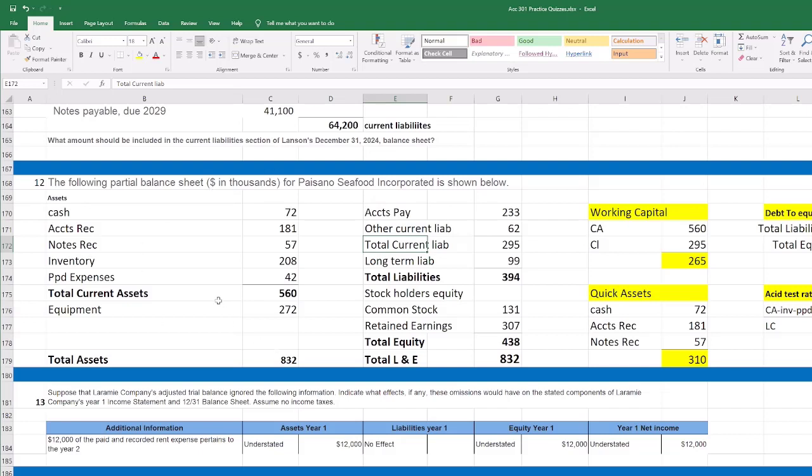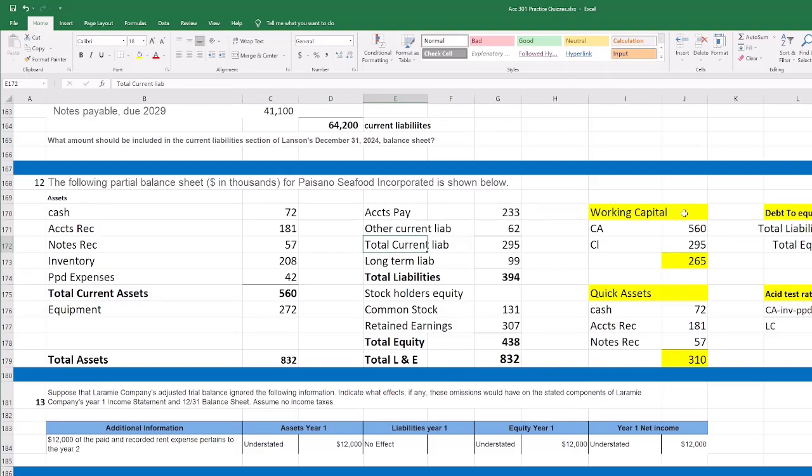All right. So here we basically have a balance sheet. We have cash, accounts receivable, notes receivable, inventory, prepaid expenses, total current assets, equipment, and total assets. On the liability section, we have accounts payable and other current liabilities. So we have total current liabilities of 295, long-term liabilities of 99, total liabilities of 394. Stockholder equity, we have common stock of 131, retained earnings of 307, so total equity is 438, and total liabilities and equity is 832. So the first thing it asks us is working capital.